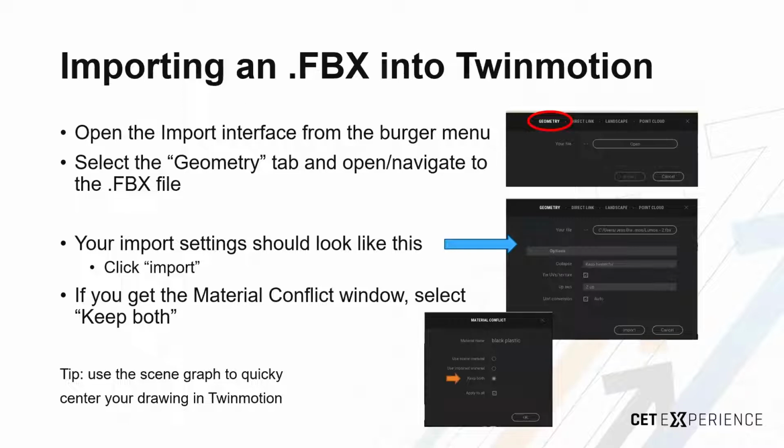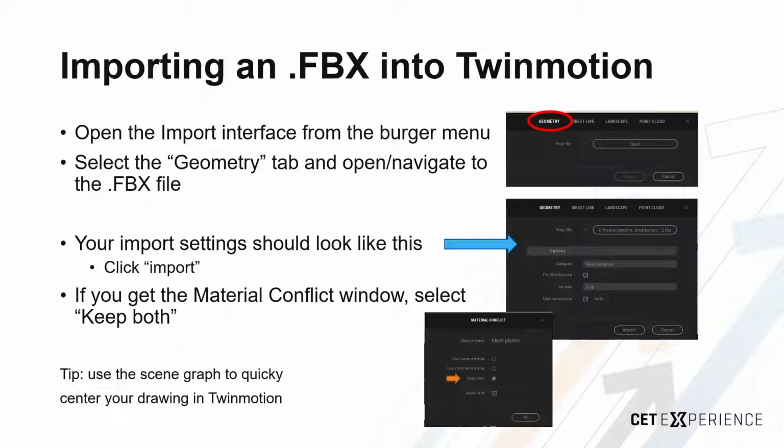After the file is exported, you'll need to manually import it into Twin. Again, you just click on that import button in the bottom left burger menu and select Geometry this time, instead of the Direct Link, in that next window. And then browse to your exported FBX file and click import. If you do encounter a material conflict window, I always suggest you just keep both. That seems to work better than one or the other options.